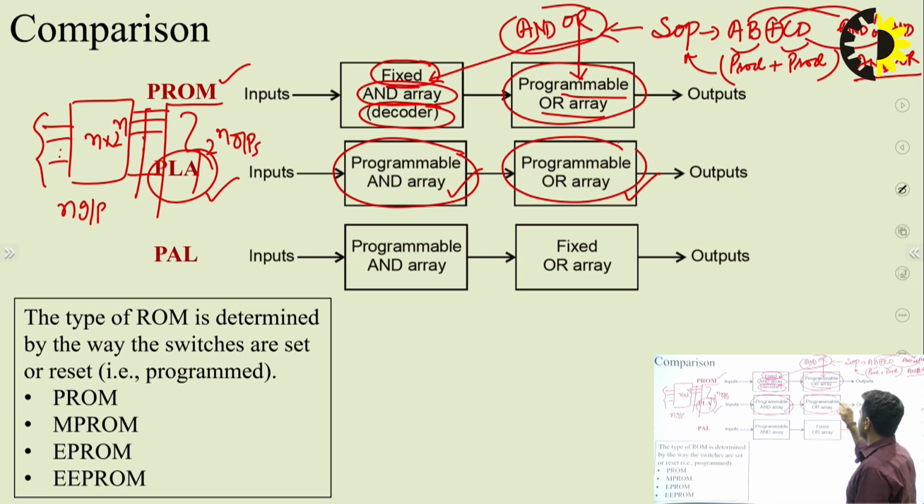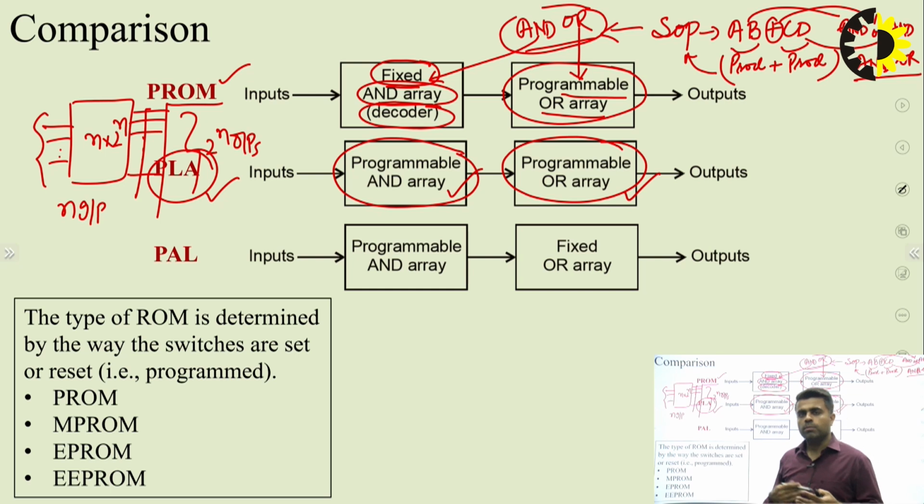Similarly, the OR part is identical, because that OR part is programmable, similar to the PROM part. Once the AND gate outputs are available, the number of OR gates and the inputs to the OR gates can be controlled by me. So that's why it is also programmable.